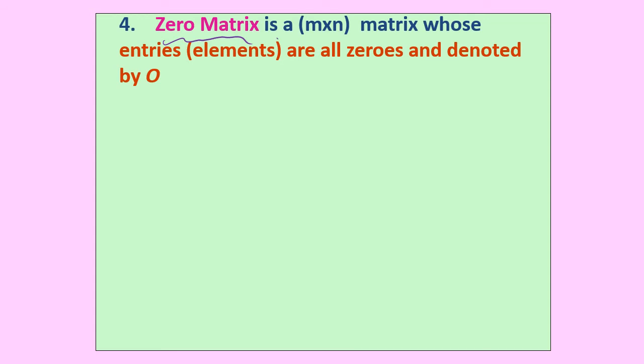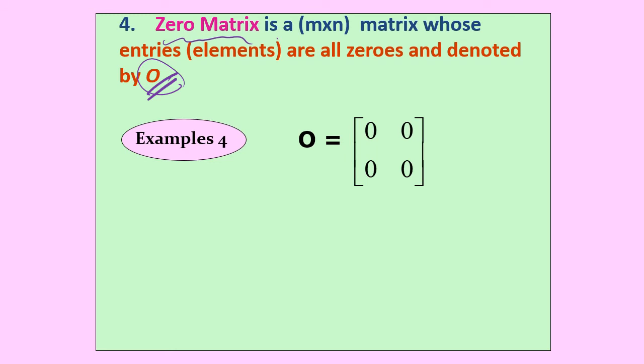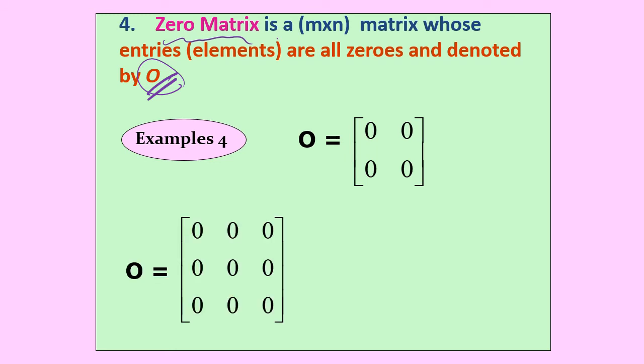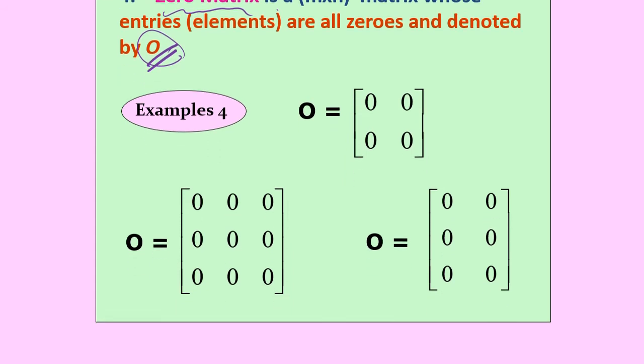The fourth type of matrix is the zero matrix. It means any matrix where all the elements are equal to 0. So we denote it as 0. For example, the zero matrix is 0, 0, 0, 0. It can be 3 by 3. It can be 2 by 3. It can be any size.